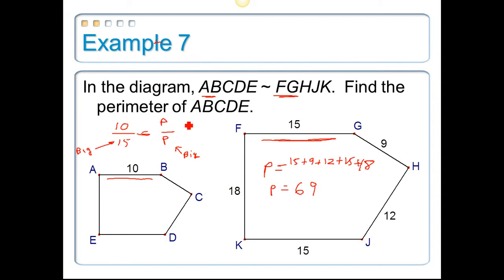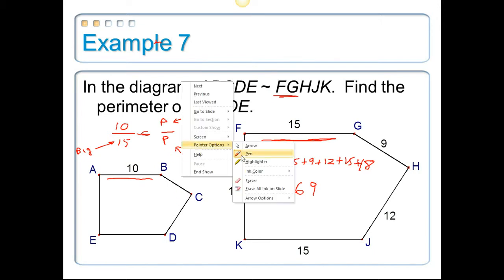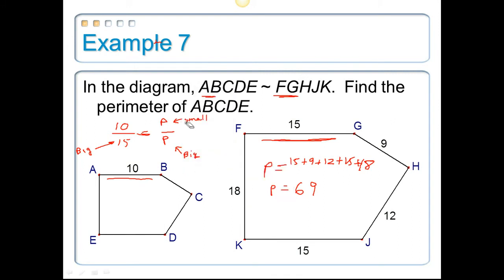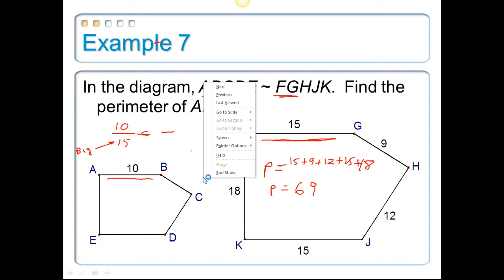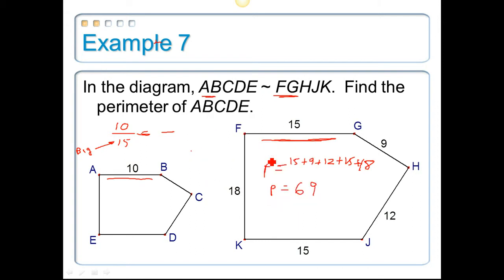And we'll put the perimeter of the small one on top, which is one we don't know. So let me clear this stuff out, and we'll rework the problem here. So I'm going to clear some of this out. Okay. Let's go back to the pen. That took a little bit longer than I expected.